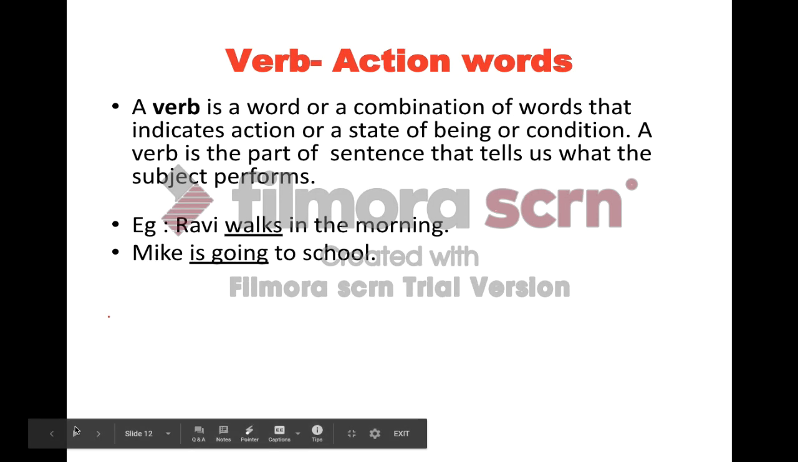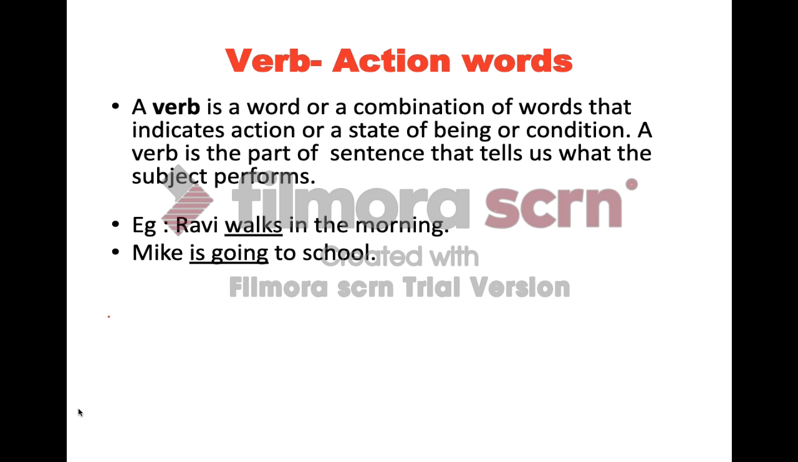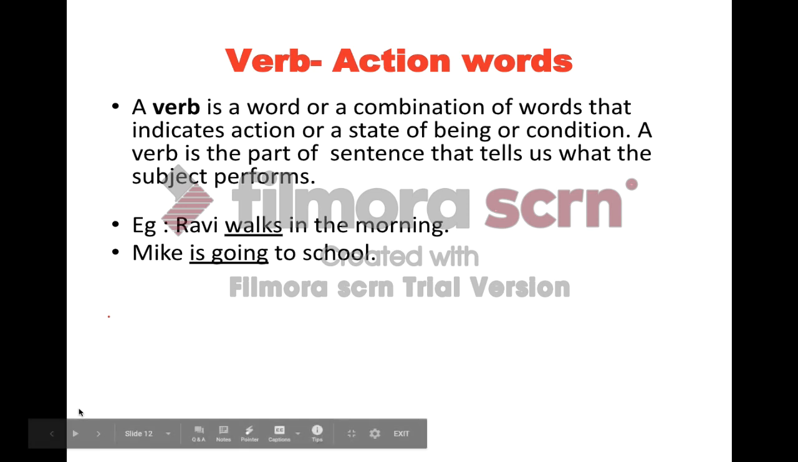Verb. What is a verb? Verb means the action words. A verb is a word or a combination of words that indicates action or a state of being or condition. A verb is the part of a sentence that tells us what the subject performs. For example, Ravi walks in the morning. Here Ravi is the subject and walks is telling us the action which Ravi is doing. That is, he is walking in the morning. Mike is going to the school.